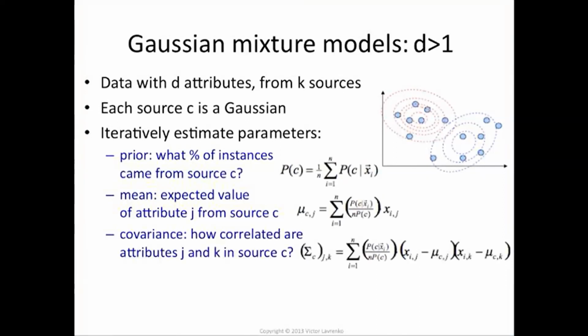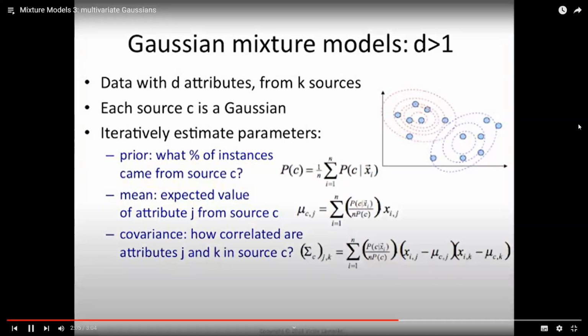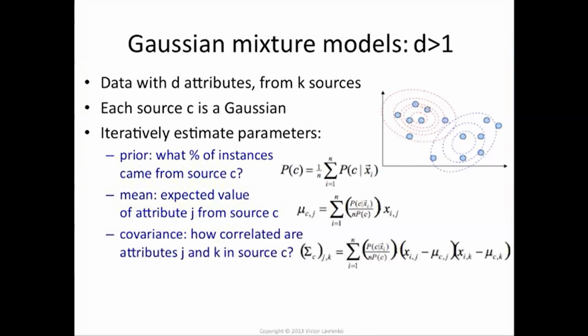Covariance, so in the 1D case, you only have variance, right, because it's one-dimensional. As soon as you have 2 dimensions, then you talk about covariance. So you have 2 attributes, j and k, and for the Cth Gaussian, the covariance is just that expression, right? So you take the difference for the ith data item, the difference between the jth attribute value and its mean, the kth attribute value and its mean, multiply them together, and again multiply by the same factor.